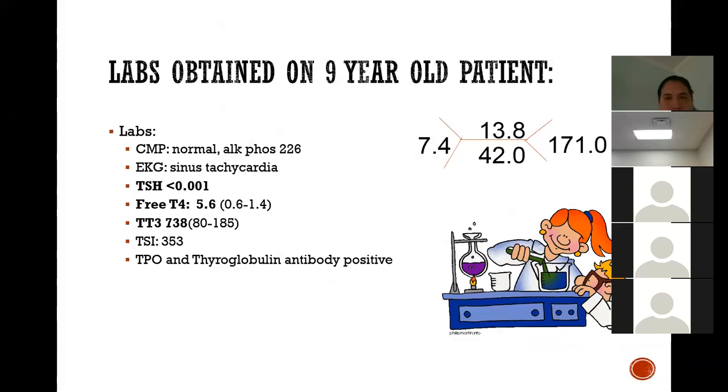The TSH was very suppressed at 0.001. The free T4 was 5.6 with a normal reference range up to 1.4 on that lab. And total T3 was 738 with a normal to 185. Not available to you really in real time, but available a couple days later, the thyroid stimulating immunoglobulin, or TSI, which is the test you'd send when you suspect Graves, was elevated at 353.